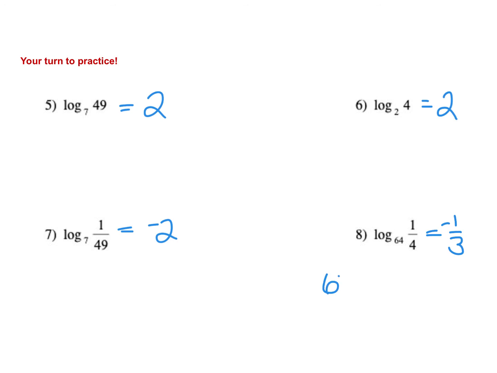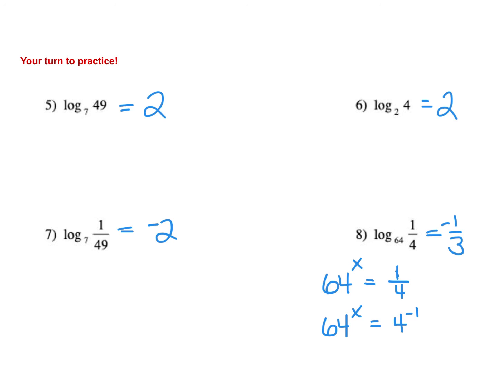So this is saying that 64 to some power, which I'll call x, is equal to 1/4. First of all, I'm going to move this 1/4 up to the top by making it 4 to the negative 1st. That's the same as 1/4. So 64 to the x is equal to 4 to the negative 1st.